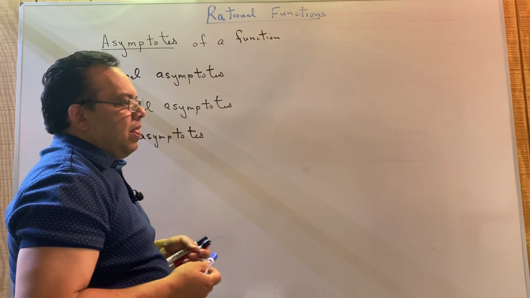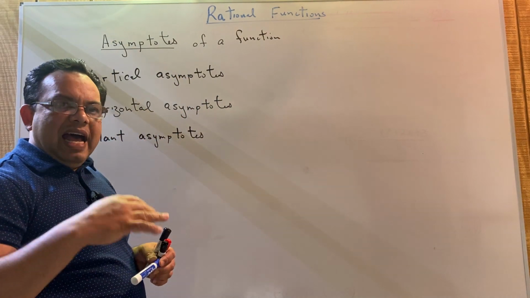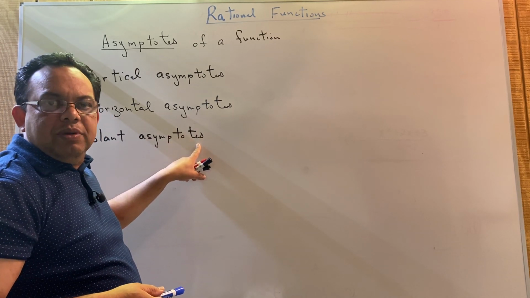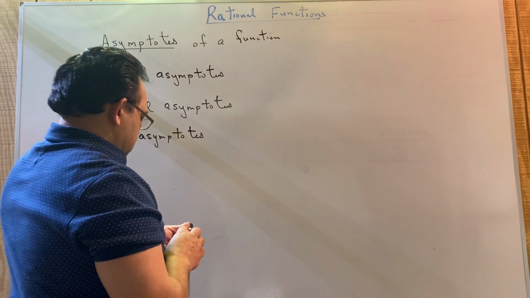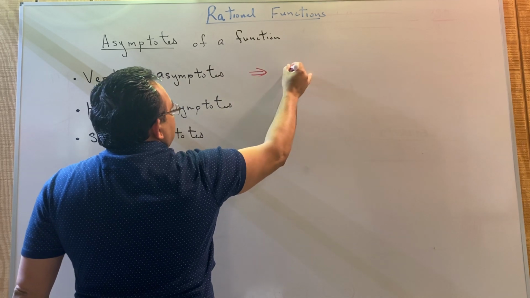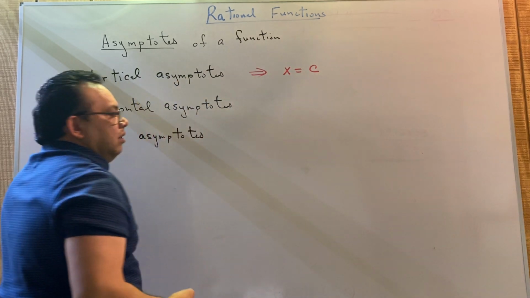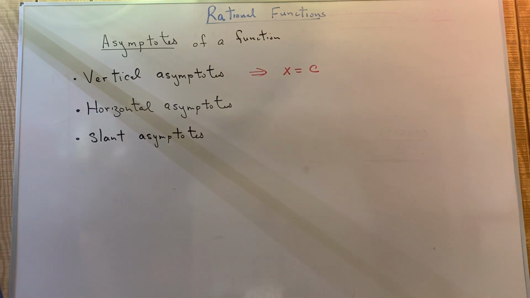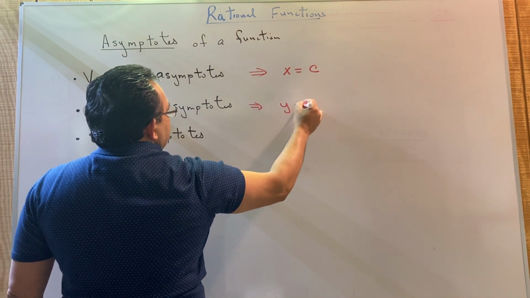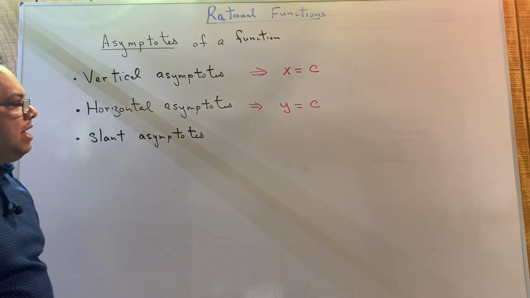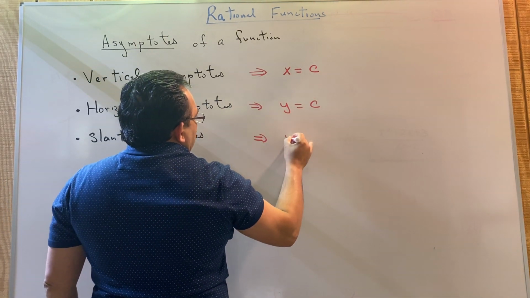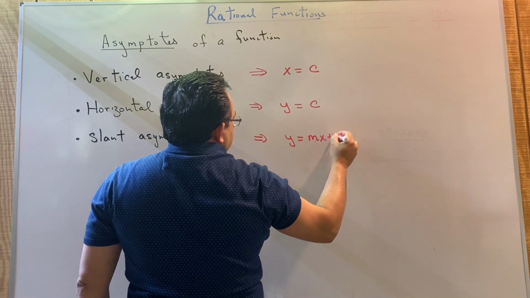These are all linear. So for something that has a slant to it, meaning it has a slope, a slant asymptote is generally in the form y equals mx plus b. So for vertical asymptotes, since it's vertical, it's going to be x equals some constant c, where c can be any number, fractions, integers. For horizontal, we're talking about y equals some value c, where c represents some number. And for slant, we're looking at y equals mx plus b.